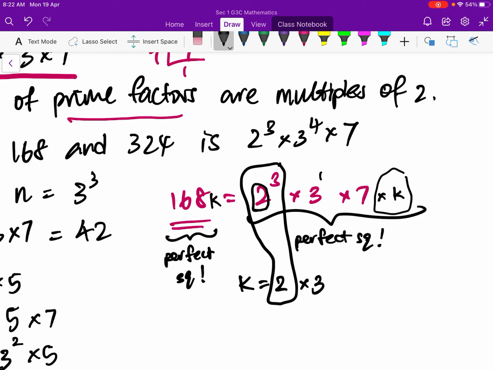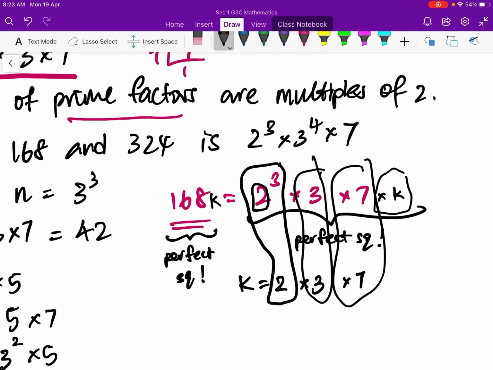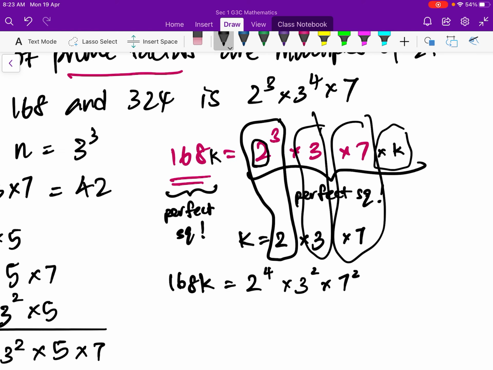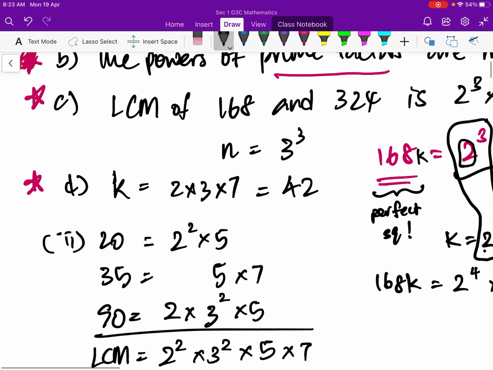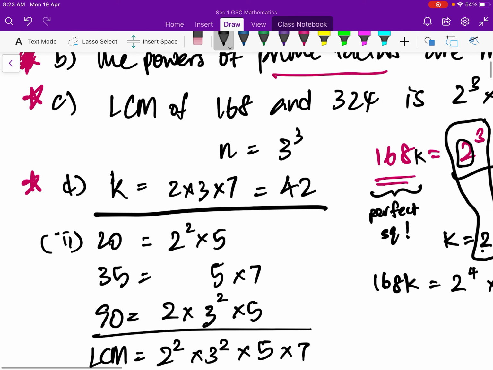And likewise, we do the same for the 7. Multiply by 7. And now, my 168k becomes 2 to the power of 4 times 3 to the power of 2 times 7 to the power of 2. Now it is a perfect square, and this is the smallest perfect square that is possible. And the k value will be 2 times 3 times 7. So 6 times 7 is 42. This is the answer for k.